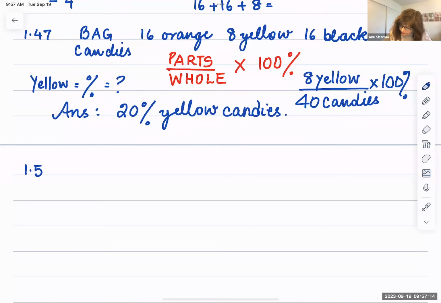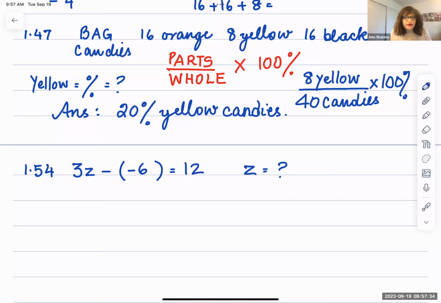1.54. Now here you have 3z minus 6 is equal to 12. Okay, so a question like this can be asked on the exam. Find the value of z. Like I said, I'm testing your prerequisite math skills also. So how do we do this?